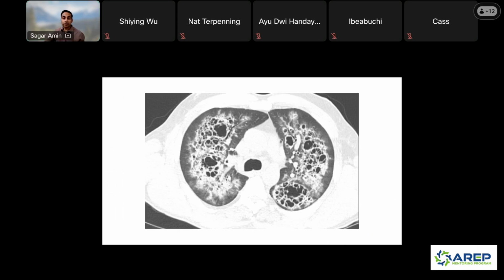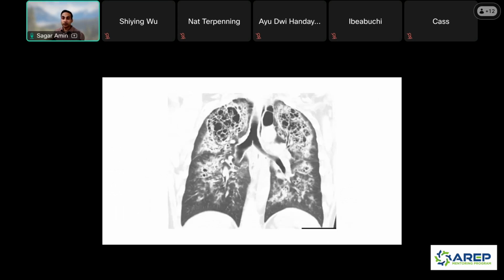All right. The next case I have, very unique. Anyone know what this is?